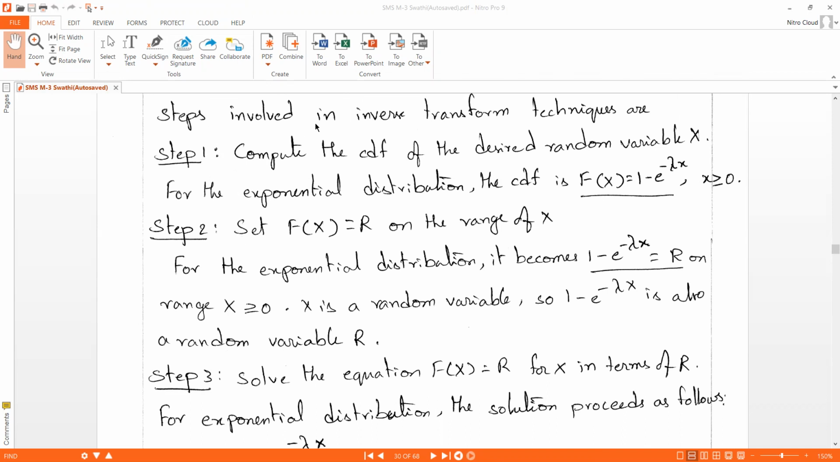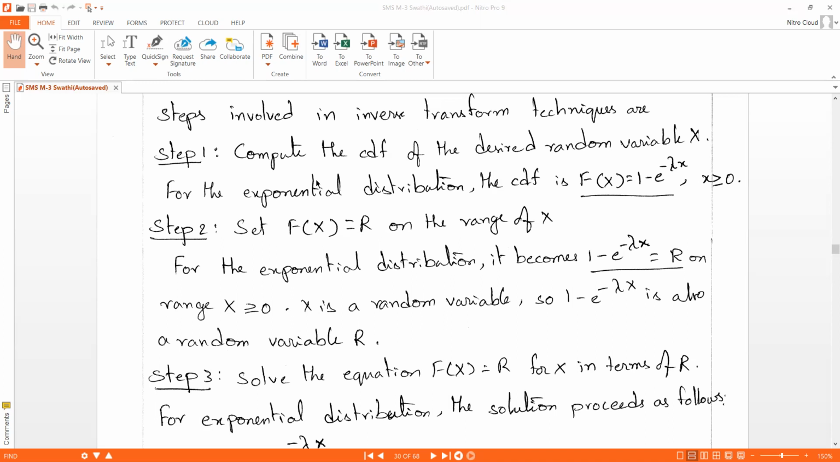The first step in the inverse transform technique is to compute the CDF of the desired random variable x. For the exponential distribution, we have studied that the CDF is F of x equal to 1 minus e power minus lambda x when x is greater than or equal to 0, else F of x is equal to 0.